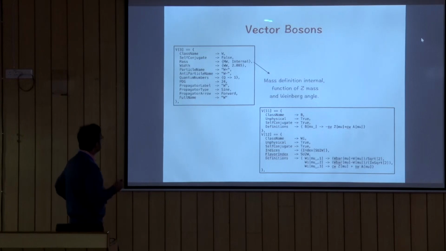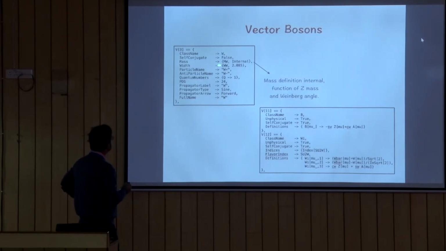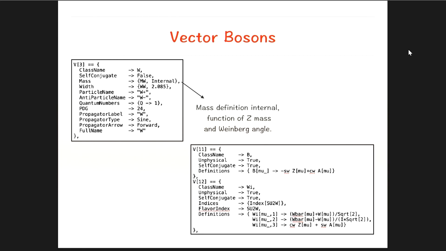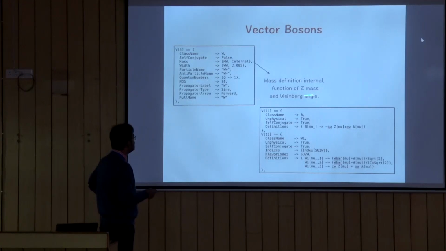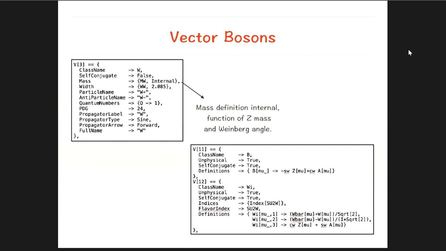Now let's come to the case of the vector boson. Once again you give the mass, width, particle name, quantum numbers, PDG code, etc., and these are the physical ones. Then there are the unphysical ones which actually enter into the standard model. Here you see that we are defining B mu in terms of the physical ones: cos theta w A mu minus sin theta w Z mu, the relation that you have already come across. Similarly, this is for the hypercharge field, and this is for the Wi.